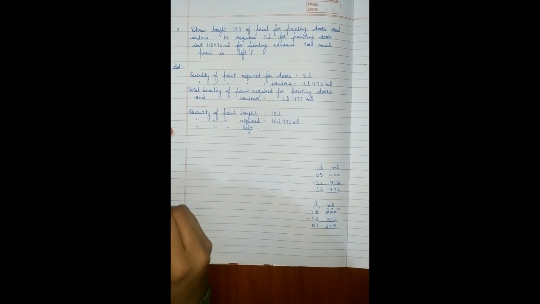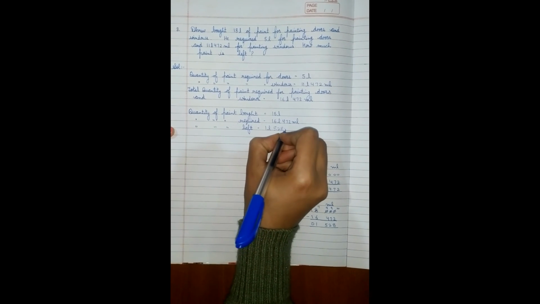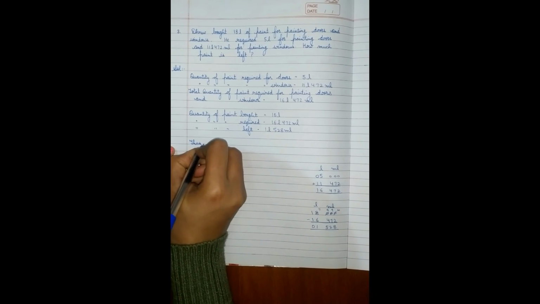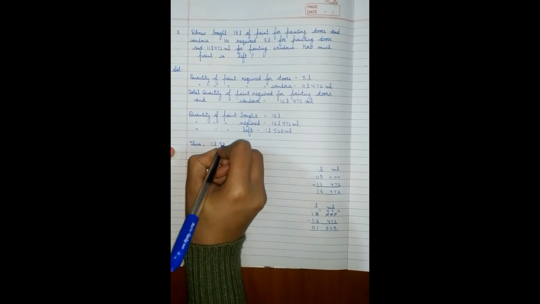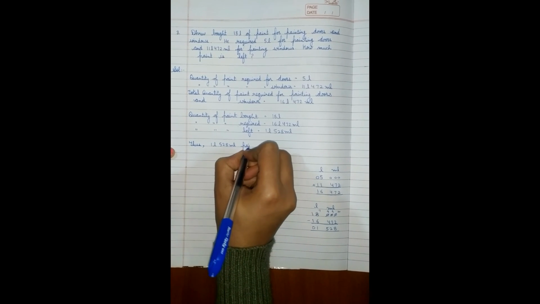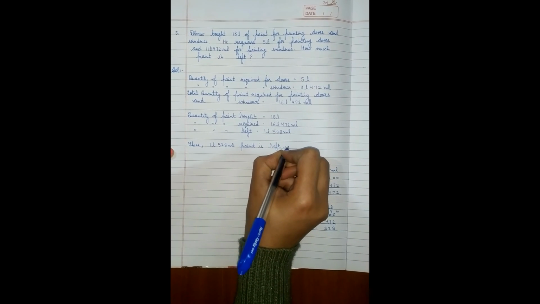So you can see here 1 liter 528 milliliter. So you can write here, thus 1 liter 528 milliliter paint is left with him.